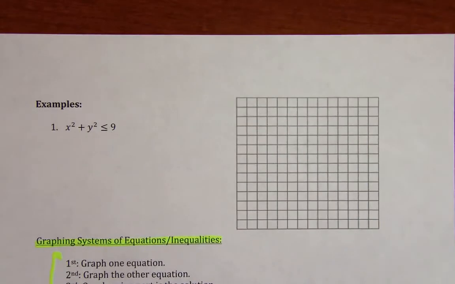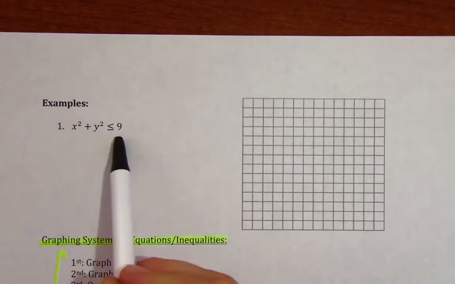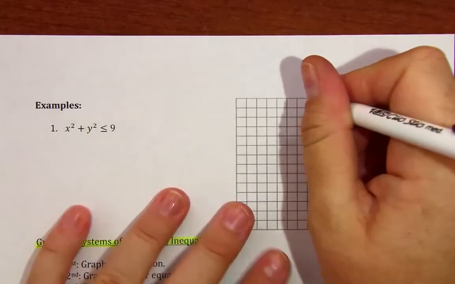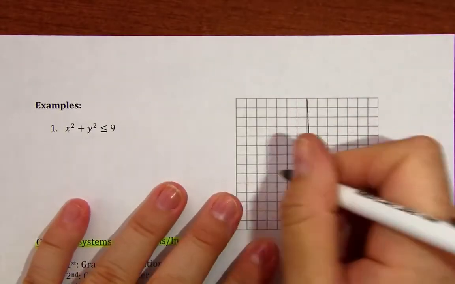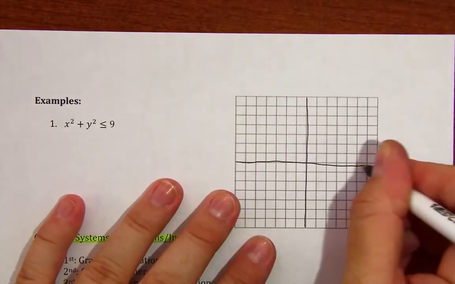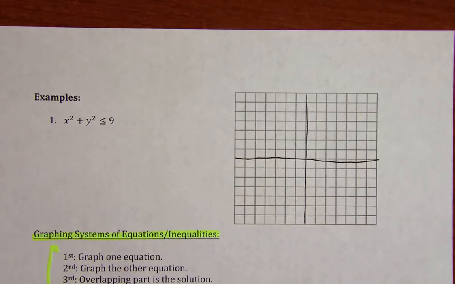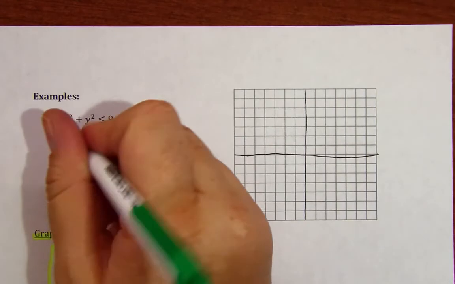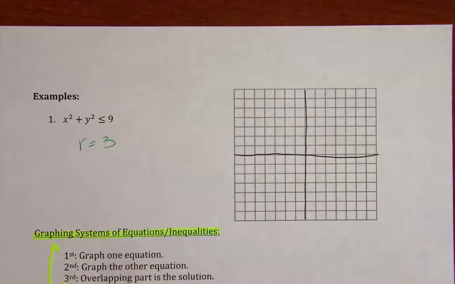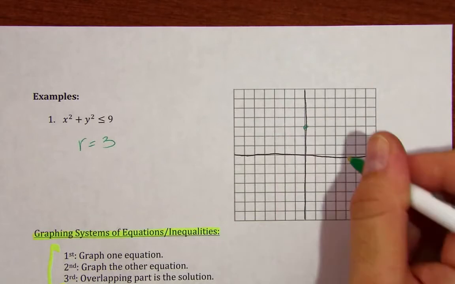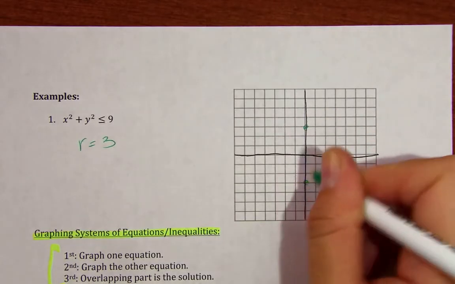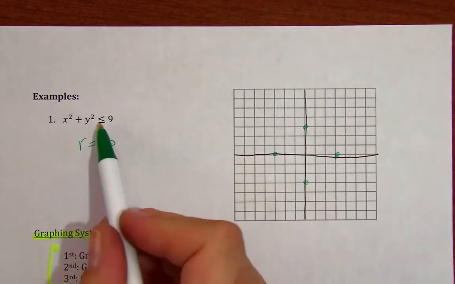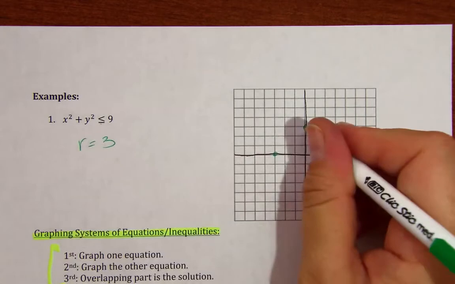Our first example here, we can recognize that this is the shape of a circle. So, setting up our graph here. And this would be with a radius of 3. And it's going to be solid because we have the line there.